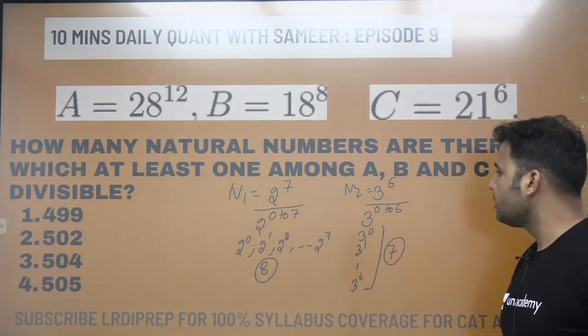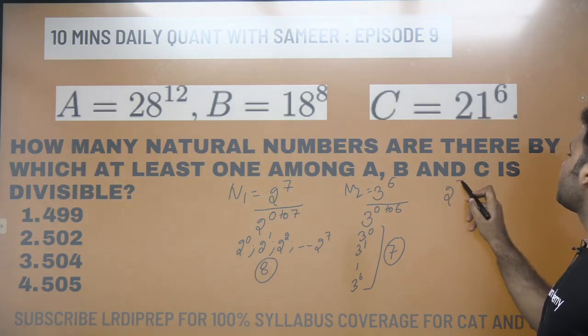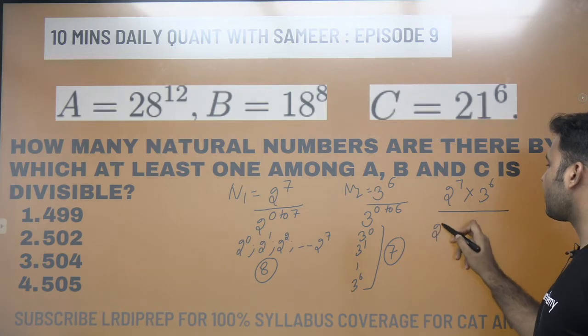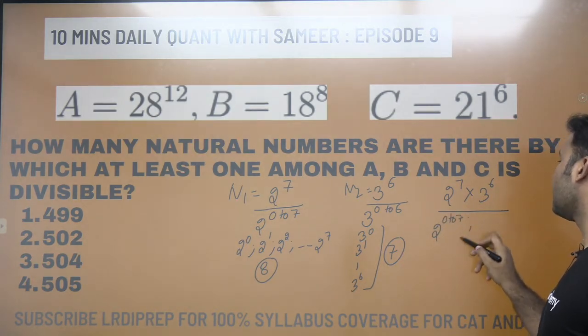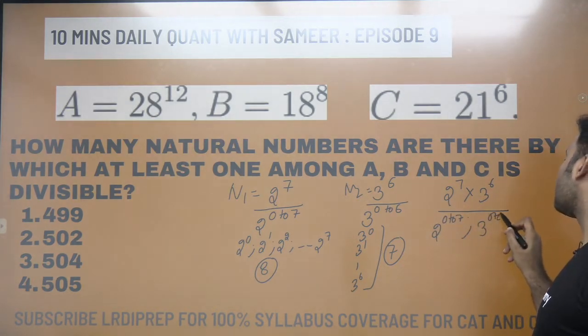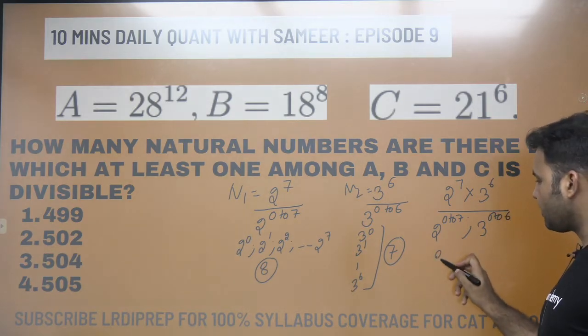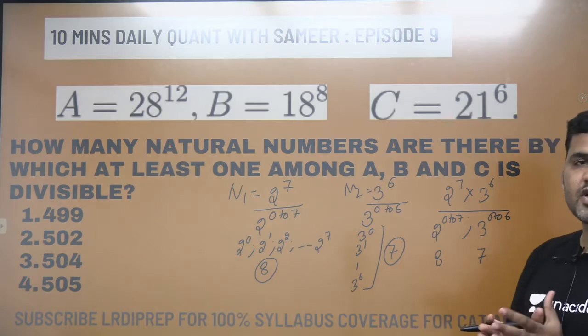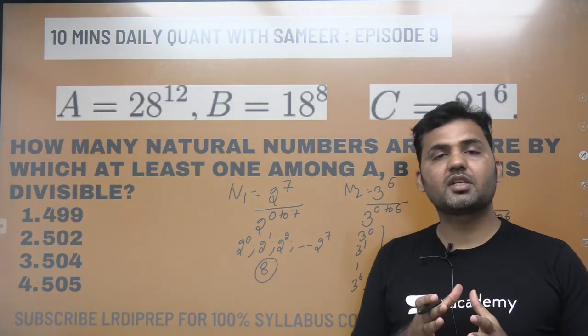But if I ask you to find out the number of factors of 2 power 7 into 3 power 6, I know that any power of 2 from 0 to 7 will be a factor of it. Any power of 3 from 0 to 6 will be a factor of this. That means 8 factors here and 7 factors here. And if I combine this, it will not be 15, because of the combination.